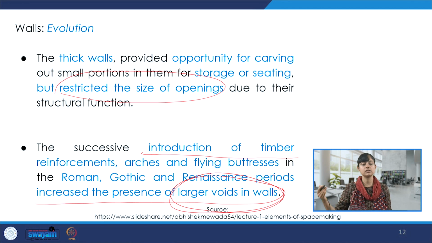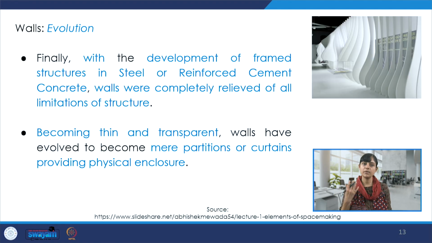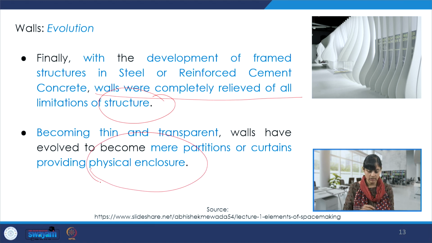So we see these kinds of changes or this kind of evolution that happen over time and over different architectural periods and with introduction of new materials, technology or techniques. Also with the development of framed structures in steel or RCC, now the walls, they could completely be relieved of all limitations as far as structure is concerned. Becoming thin and transparent is also becoming very common, and now walls have evolved even to become mere partitions or curtains, and they provide physical enclosure while doing so.